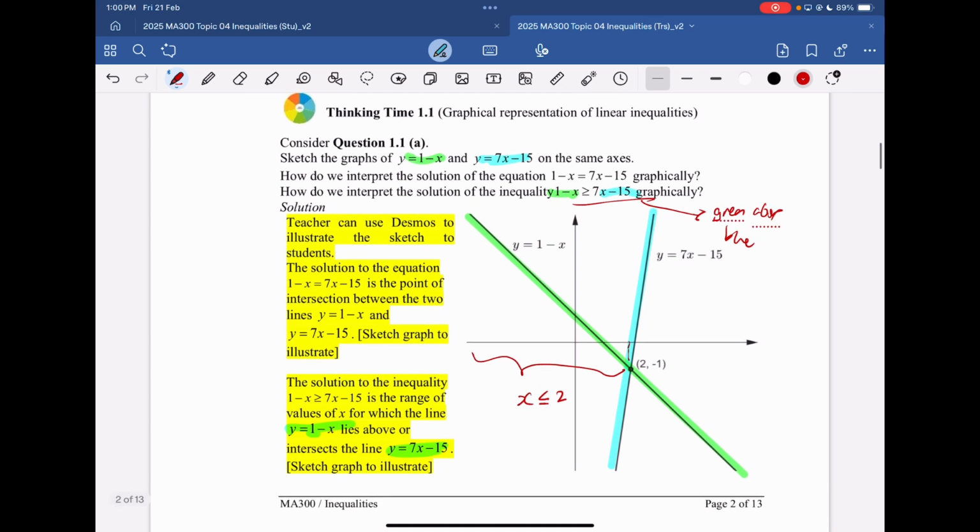You don't have to copy. I'm just explaining to you. If you want to take a photo, buy this phone. 1 minus x.